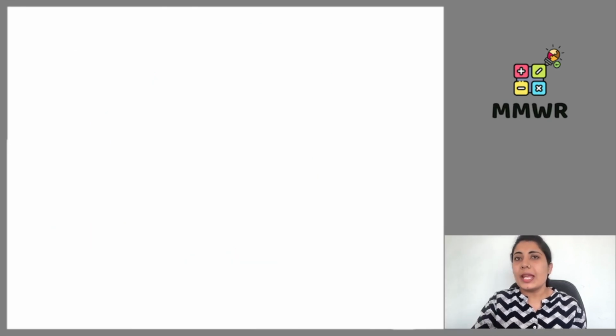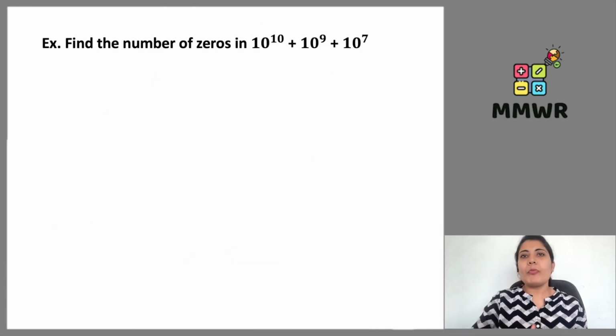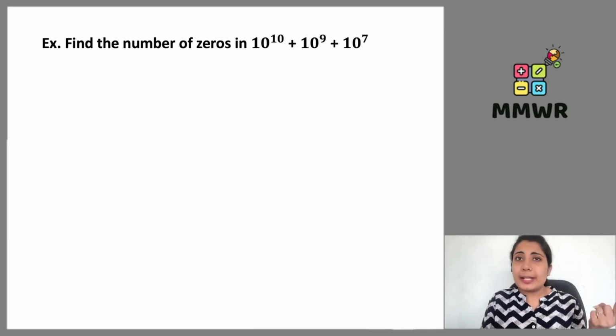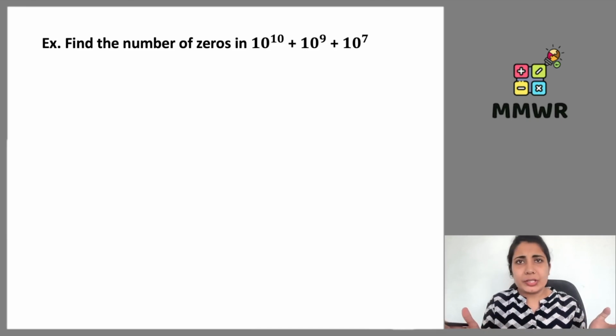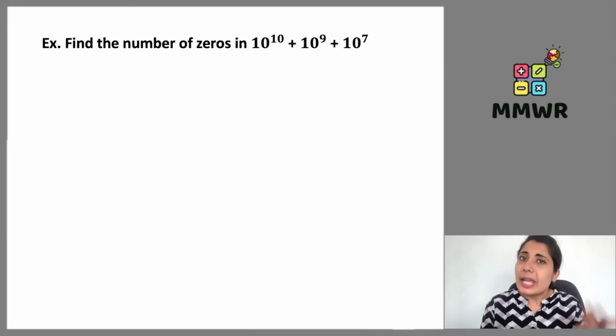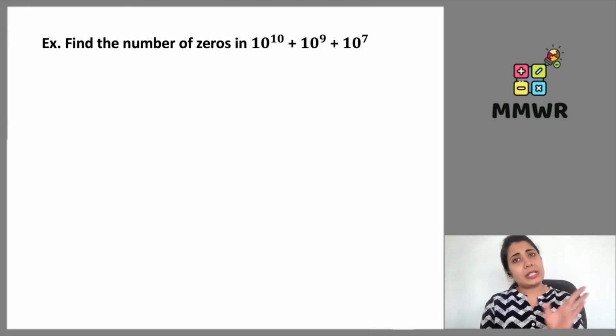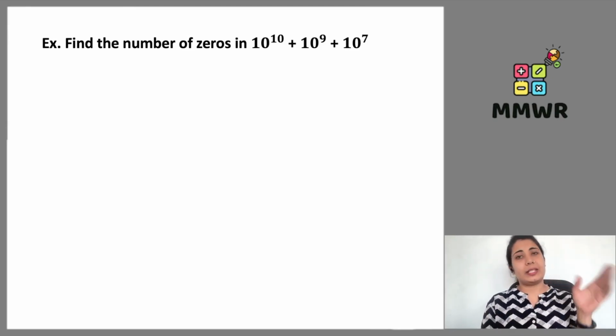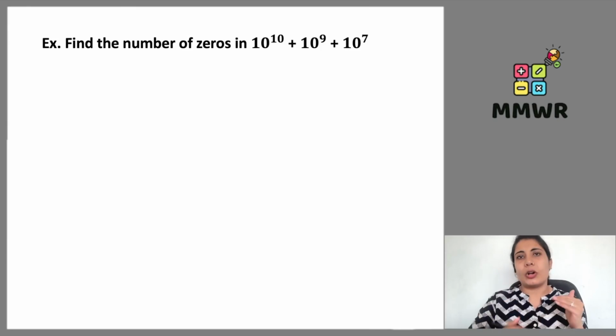Let's move to another example, and here we have to find the number of zeros in 10 to the power 10 plus 10 to the power 9 plus 10 to the power 7. Now it will be very time taking. I don't want to say it's not practically possible, but it will be time taking to write 1 with 10 zeros and then 9 zeros and then 7 zeros, and then add all of them.